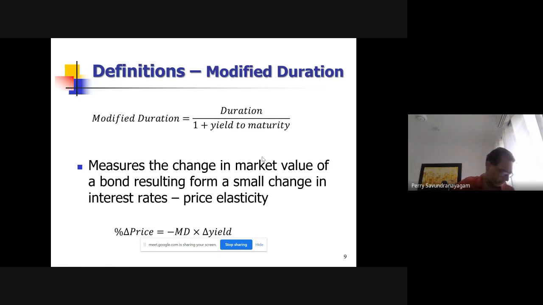Is that clear? So modified duration takes into account the yield of the bond based on the duration of the bond or bill or loan or whatever it is, and tells you this is the modified duration. And if the particular instrument's yield changes by 1% or 1 basis point, what will that do to the price of the instrument?